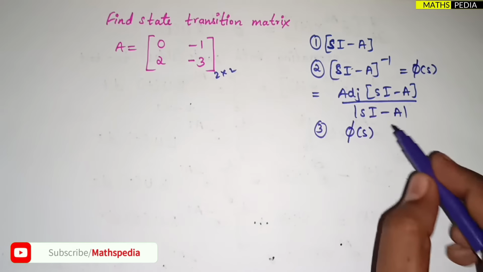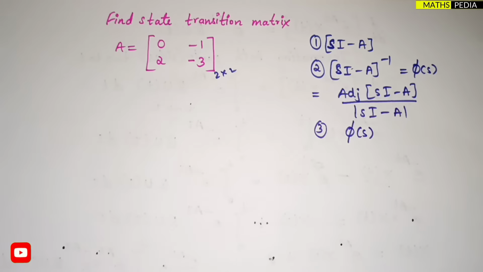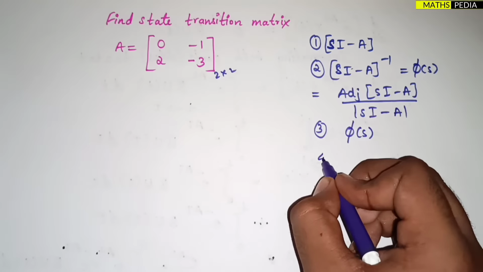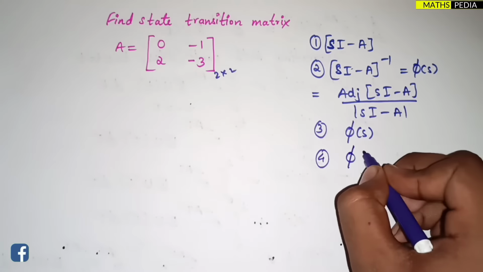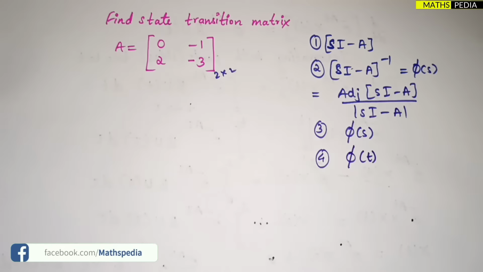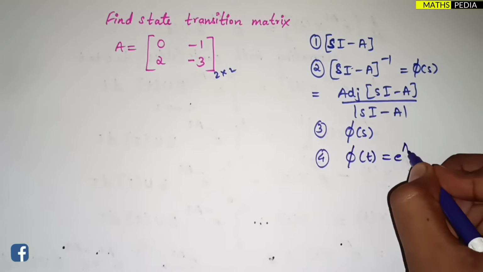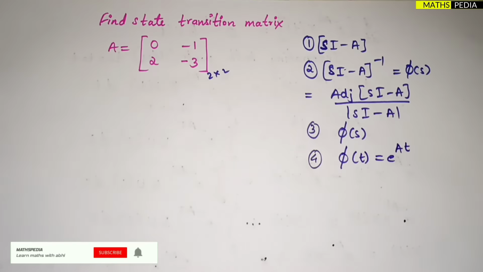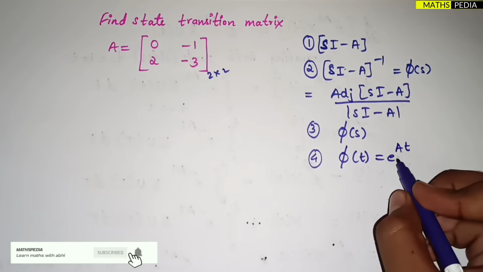That means s functions will be there in that matrix. Now, after this, we need to find the state transition matrix, that means we need to find phi of t. How will you find phi of t? Phi of t is nothing but e power At. These are all notations, you need to understand this part. Now, phi of t equals e power At.